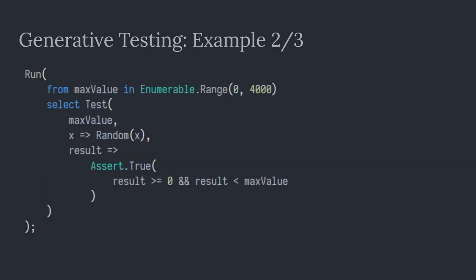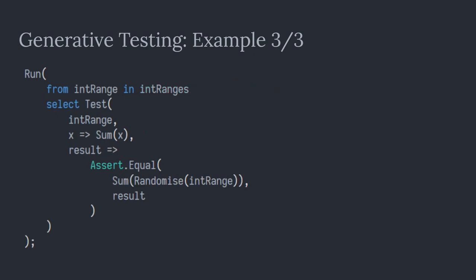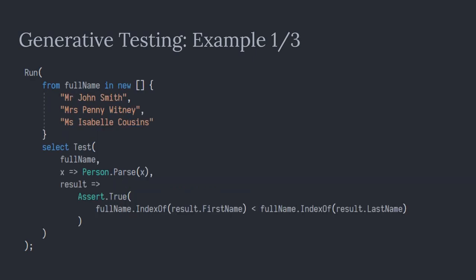Here's another example of this test framework in use, this time asserting the behavior of a random number generation. And another testing summing a range of ints, comparing it to the sum of the same range randomized. This isn't limited to integers. Let's do it with names instead. This here will run three tests, parsing each name.